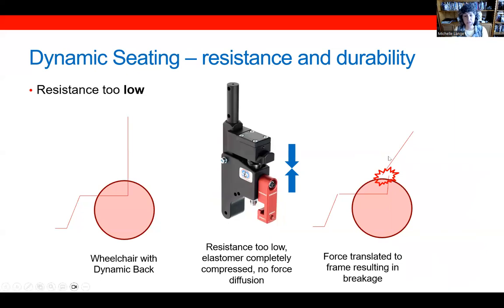Now, if the resistance is too low, let's say an elastomer in this case that is too soft for this client, then the client may be able to completely compress this to the point that these two metal surfaces are contacting each other. And now we don't have any further force diffusion. Instead, force goes directly through this and can again lead to breakage. So it's important that the resistance is not too low.